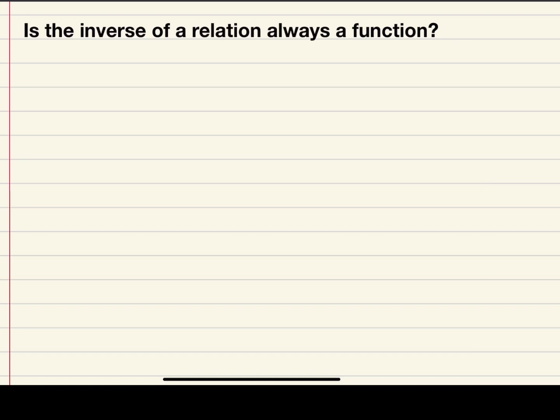So is the inverse of a relation always a function? In general, the answer would be no. The way that we can predict if an inverse of a relation is going to be a function is the horizontal line test. To determine if a relation is a function, we use a vertical line test. But in this case, it's going to be a horizontal line.